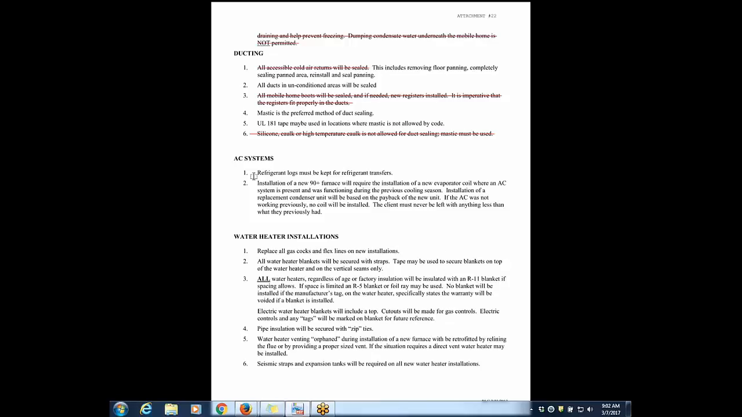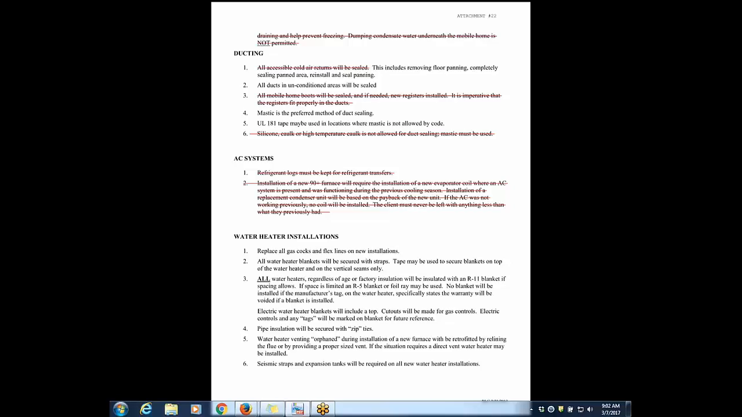I'm kind of the opinion that that can all go away. It's covered in our guidelines, kind of covered in the field guide. Anyone who's EPA certified, and you have to be to work with refrigerant, knows number one.